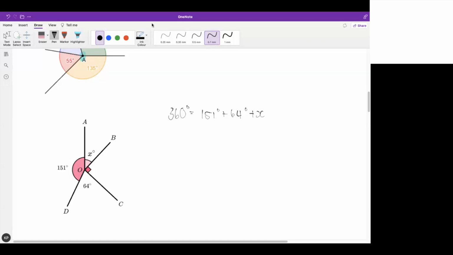Very important, Palesa, the reasoning, ma'am. Look carefully. Oh, ma'am, the 90 degrees. Yes, so it's all of this plus 90. Okay, now let's do it properly. So we have to add, which will give us 305 plus X. And then we're going to say 360 minus 305. Therefore, X is equal to 55 degrees.